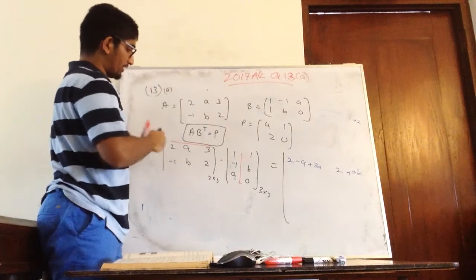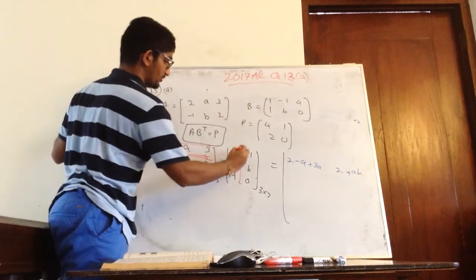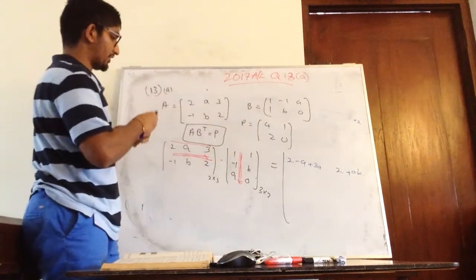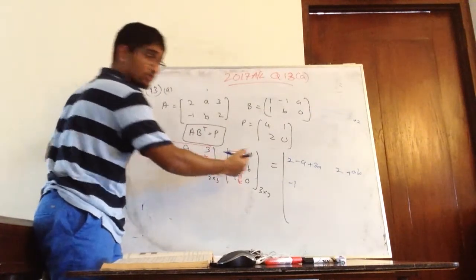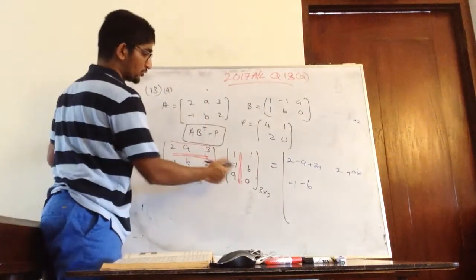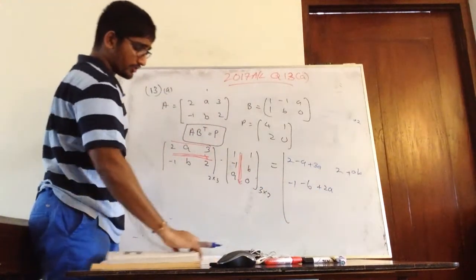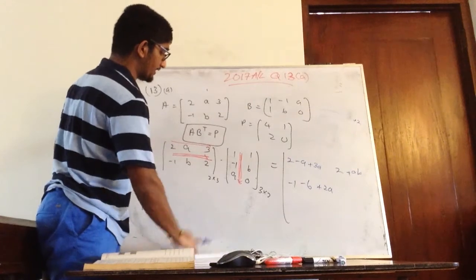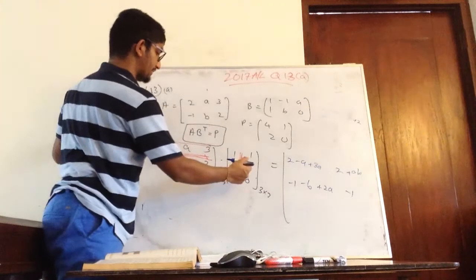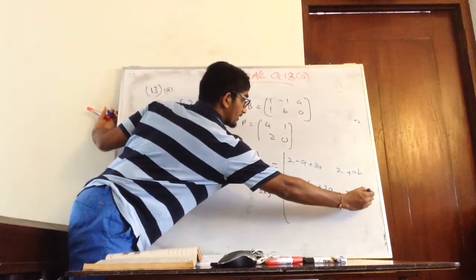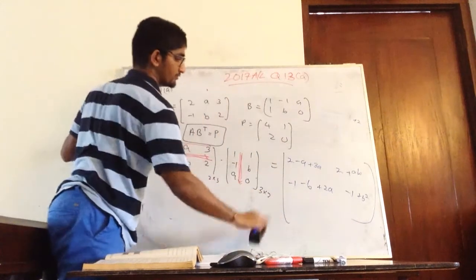Then it will be what? Then it will be this thing into this thing. That is what? So -1 into 1 is going to be -1. B into -1 is going to be -B. 2 into A is going to be 2A. Correct, no? Then we get what? -1 into -1 is going to be -1. B times B is going to be B squared. And 2 times 0 is going to be 0. So we will get this, no?